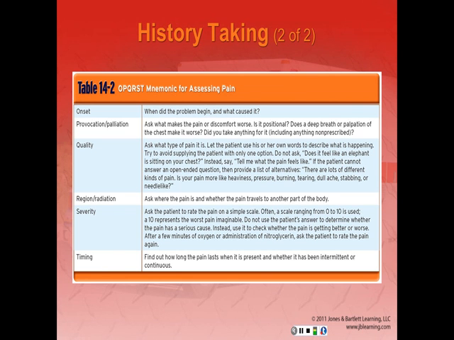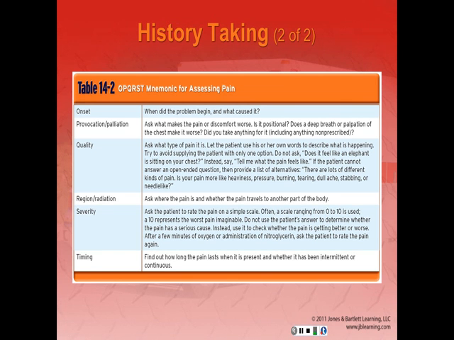Region and radiation: ask the patient where the pain is currently and whether it travels to any other part of the body. Severity: ask the patient to rate the pain on a simple scale. Often, a scaling range from 0 to 10 is used. A 10 represents the worst pain imaginable.